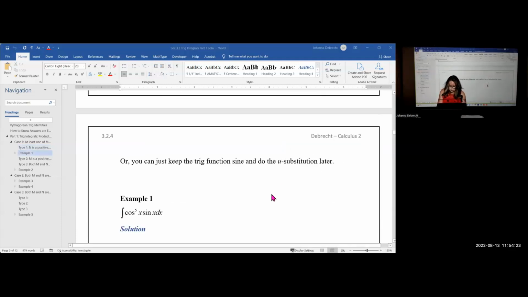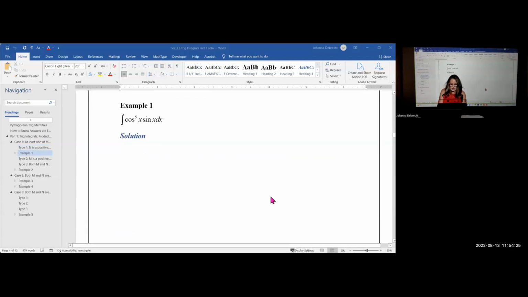Now what we want to do is take a look at an example. So we have the example for us right here, which is cosine to the fifth of x, sine of x dx. So let's take a look at what we want to do. When we're looking at this and we're analyzing it, first we start with, well, what do we have in the integrand? Well, we have a product of two trig functions. I can't do IBP because they're the same type of function.